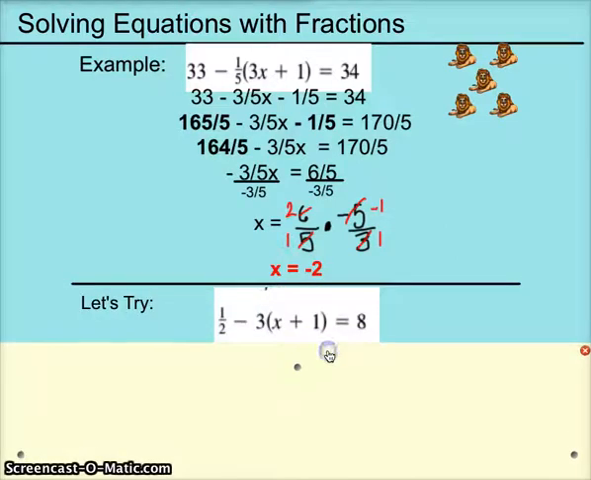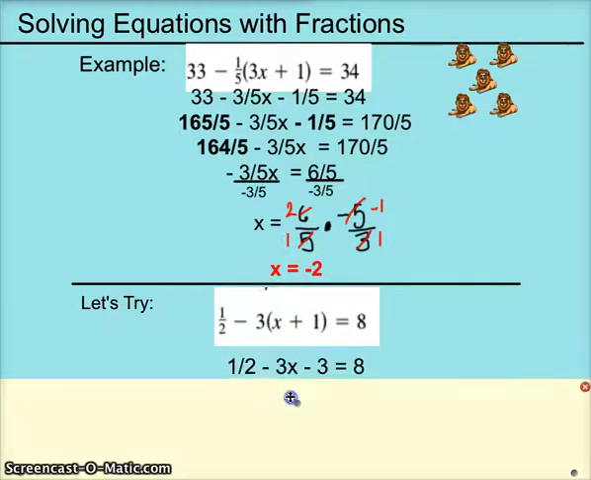So I have 1/2 minus 3 times the quantity x plus 1 equals 8. First, I want to distribute the negative 3 to x and to 1. So I get 1/2 minus 3x minus 3 equals 8. Now, just like last time, I want common denominators. So because I have a denominator of 2 here, I'm going to put everything over 2.